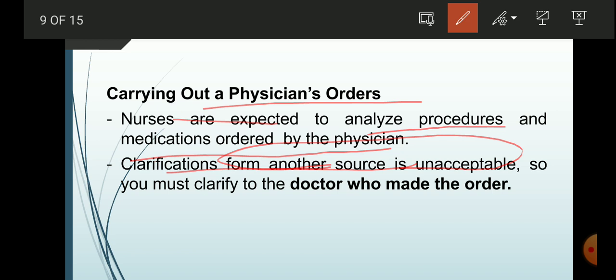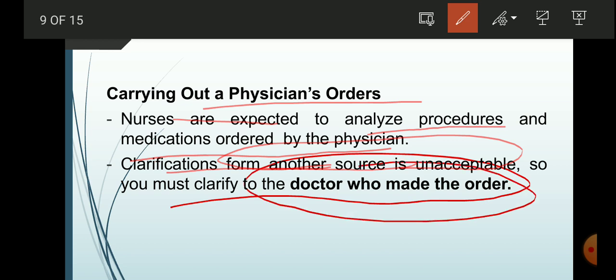Okay, it is not acceptable to clarify orders from your colleagues, from your nursing supervisor, or from any other person in that healthcare field. You really have to clarify orders only from the doctor on duty who wrote the order. So it's really not acceptable, okay? You must clarify with the doctor who made the order.